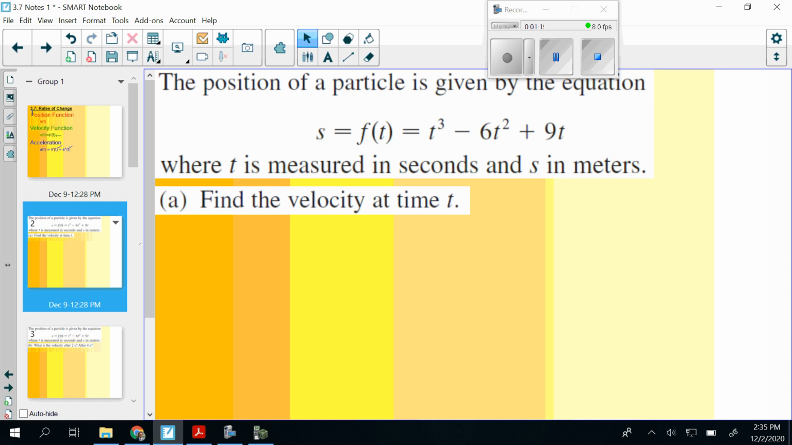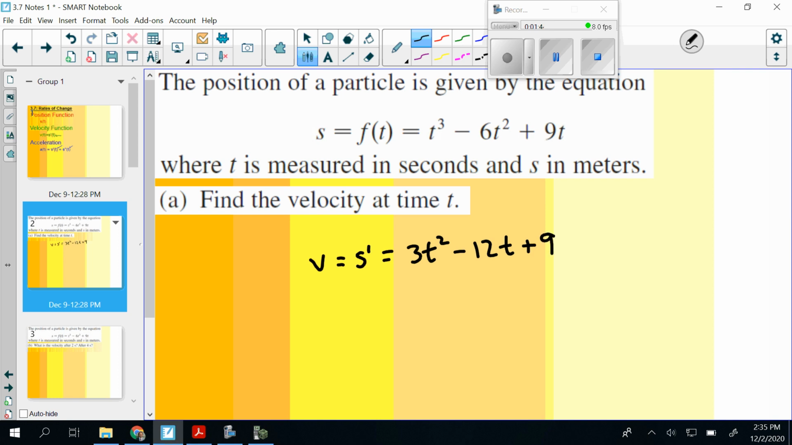So what they're looking for here is what is the velocity function. And we can find that our velocity function here should be the derivative of this function. So if we find the derivative, that should give us what we're looking for. So just using our little power rule here, we got 3t squared minus 12t, and then the last one, the derivative of that, would just be 9. So this now gives the velocity at any time t. We can put in any time and find the velocity of this function.